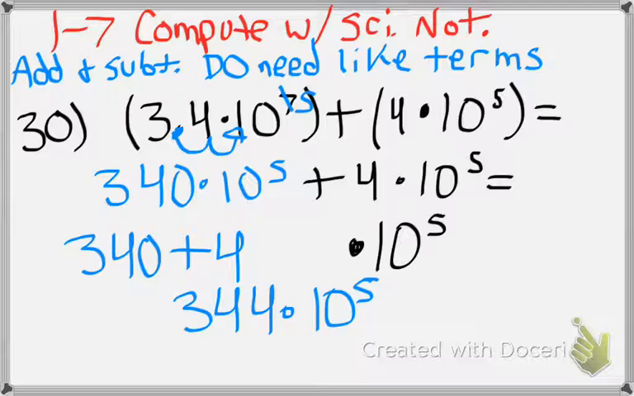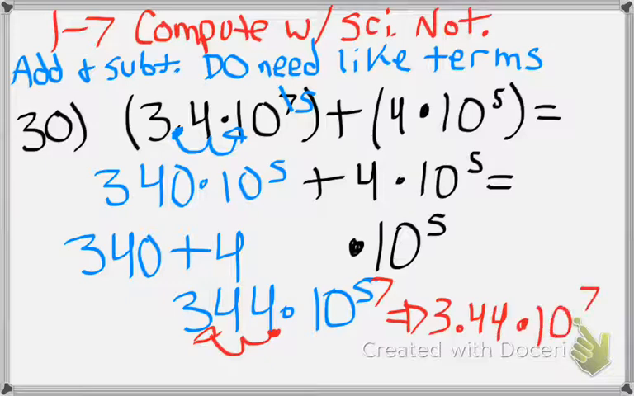Now, that is your answer. However, it's not in proper scientific notation form. The decimal's at the end. We're going to move it 2 spaces to the left so that it's going to become 3.44. And because we just made it smaller by going from 344 to 3.44, it means we have to make our exponent over here bigger. So that one got smaller by 2 spaces. We have to make this bigger by 2. So 3.44 times 10 to the positive 7 power. And that's your final answer for number 30 in proper scientific notation form.